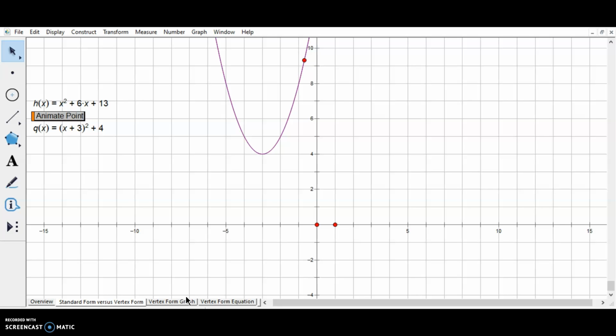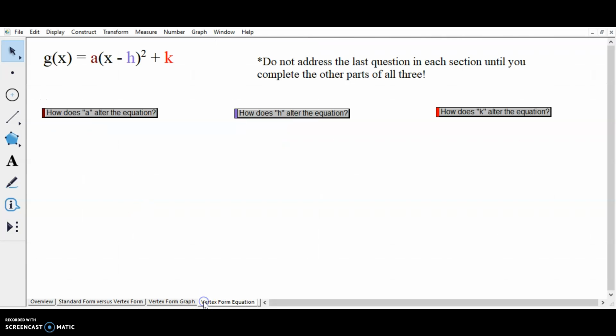So everyone open up your Geometer's Sketchpad to the 4th page. We're going to skip the 3rd page for now. Great, so as you can see here, we have the generic form of the vertex form of the quadratic equation, right? And so now we're really going to look in depth at what each part of this equation does and how it affects the graph.